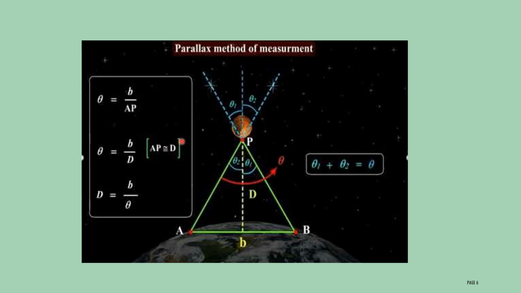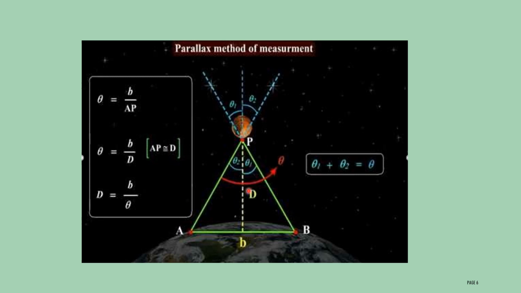Here is one more picture showing how, using the parallax method, you can calculate the distance between the planet and the earth. On the earth you consider two viewpoints, and the planet is considered as the center, D is the radius, and AB is the arc, otherwise the chord. Here the planet is too far from the earth, therefore theta will be very small. When theta is very small, the length of the arc will be equal to the length of the chord.